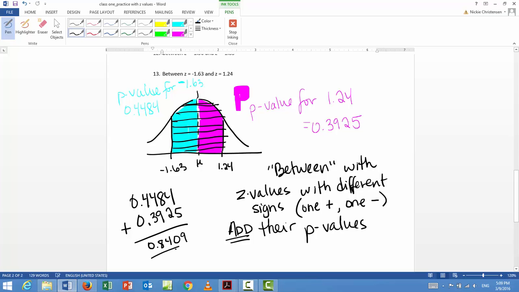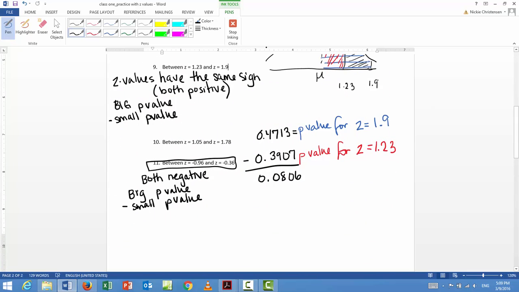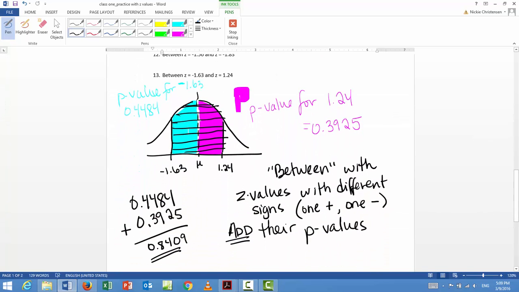So I've shown you how to do between problems, and as you've seen, there's one rule that you follow if you're doing a between problem with same-signed z values, two positive z values or two negative z values. And then there's a different rule to follow if you're doing a between problem with differently signed z values, meaning one negative z value and one positive z value.